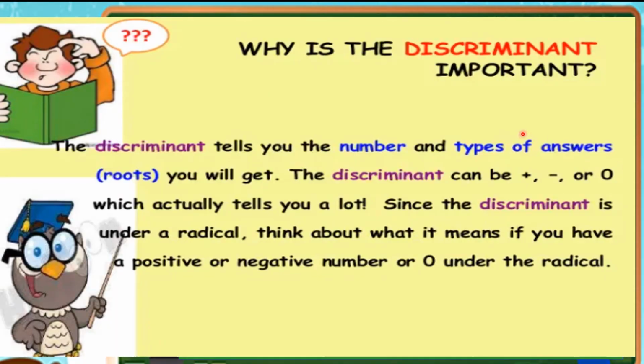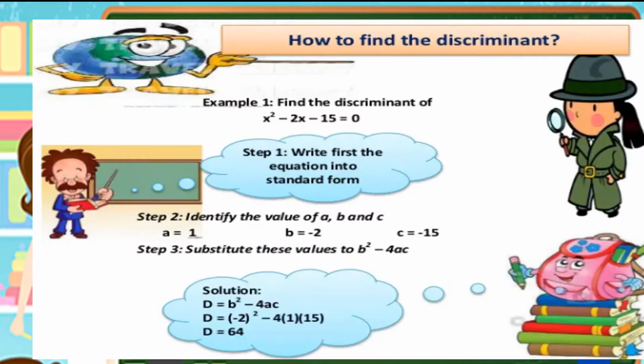So, why is the discriminant important? Ito na nga yung sinasabi ko. The discriminant tells you the number and types of answers or the roots you will get. And the discriminant can be positive, negative, or 0, which actually tells you a lot. Since the discriminant is under the radical, think about what it means if you have a positive or negative number or 0 under the radical. So, yun ang pag-aaralan natin for this lesson.